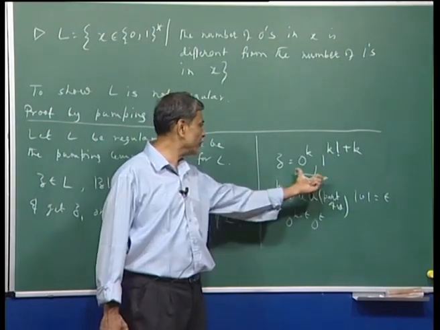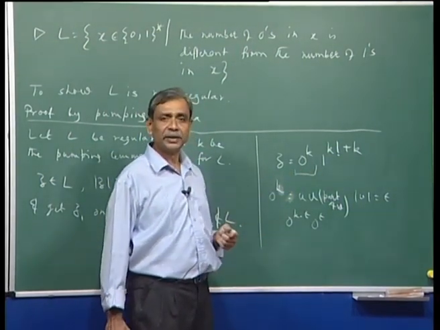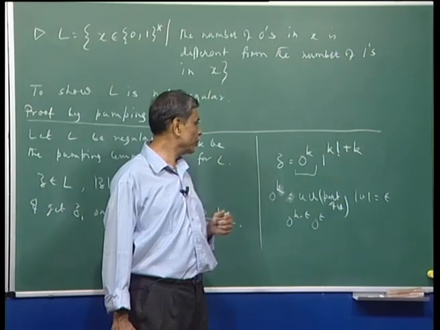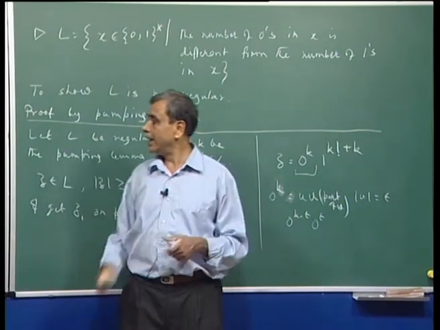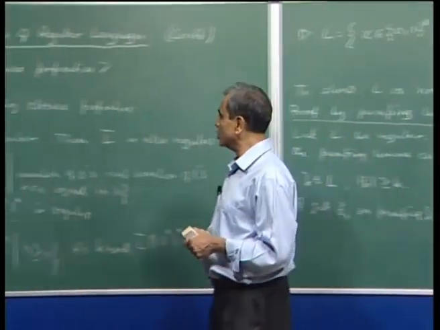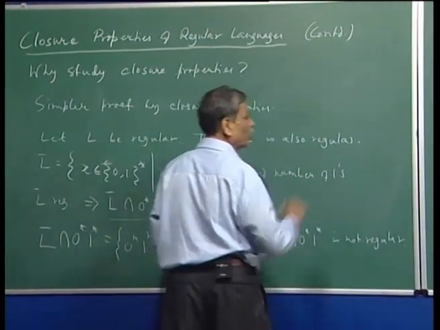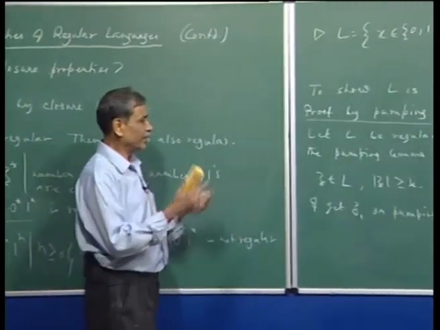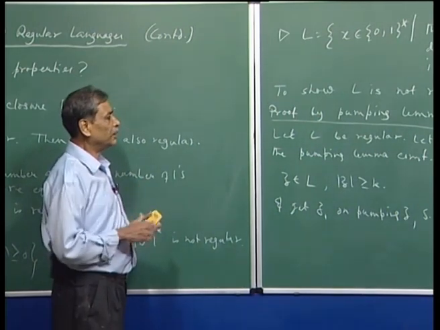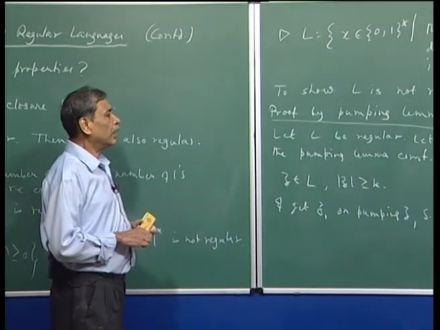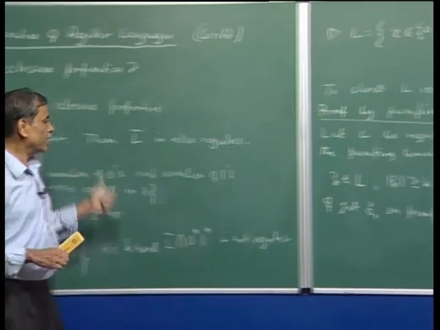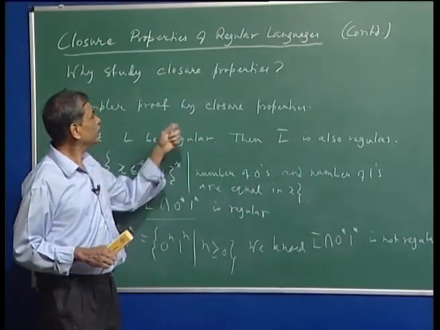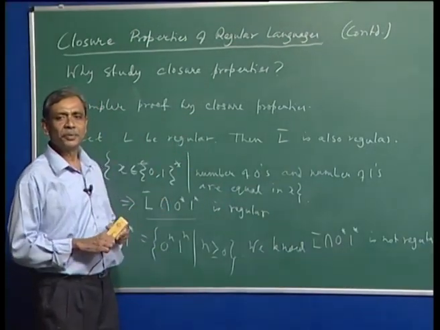Firstly, how does one figure out such a string? You have to rack your brains to find such a string, and then we need to argue. Once of course we found that string, the argument was also a little involved. But here all the arguments were much simpler because we used closure properties.